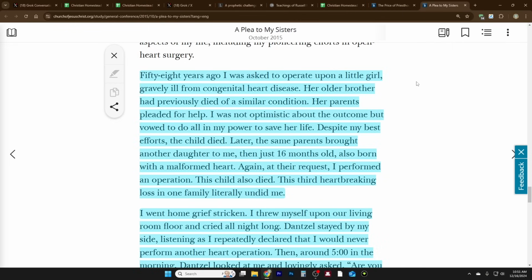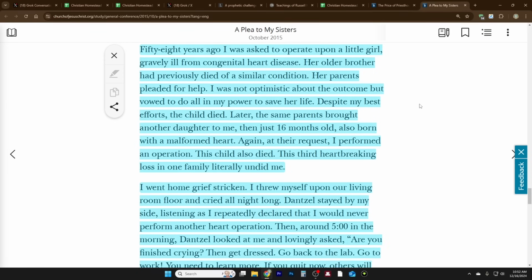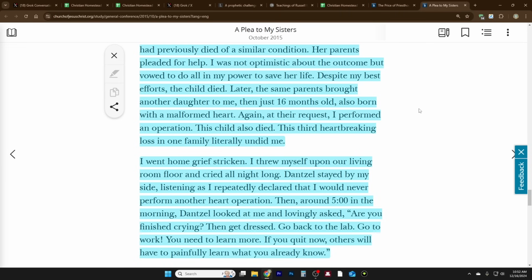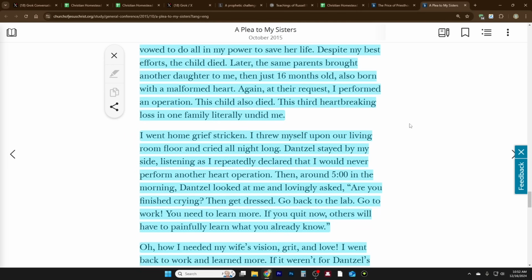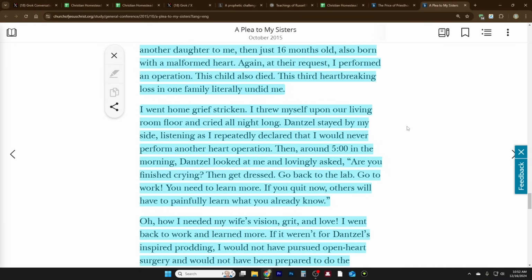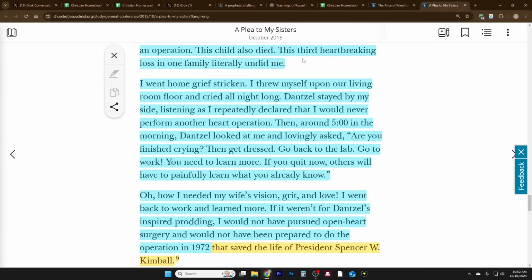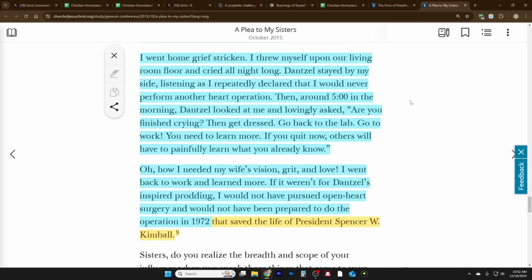58 years ago, I was asked to operate upon a little girl gravely ill from congenital heart disease. Her older brother had previously died of a similar condition. Her parents pleaded for help. I was not optimistic about the outcome, but vowed to do all in my power to save her life. Despite my best efforts, the child died. Later, the same parents brought another daughter to me, then just 16 months old, also born with a malformed heart. Again, at their request, I performed an operation. This child also died. This third heartbreaking loss in one family literally undid me. I went home grief-stricken. I threw myself upon our living room floor and cried all night long. Dantzel stayed by my side, listening as I repeatedly declared that I would never perform another heart operation.